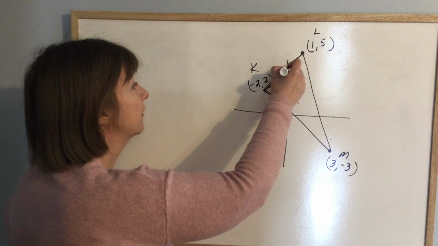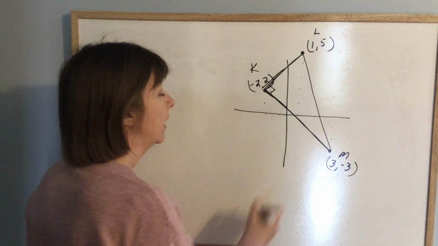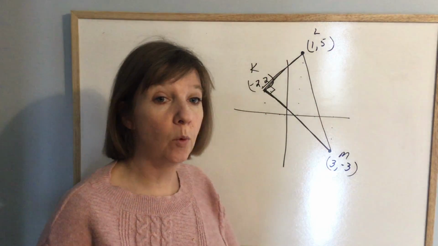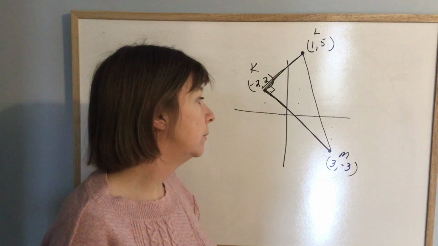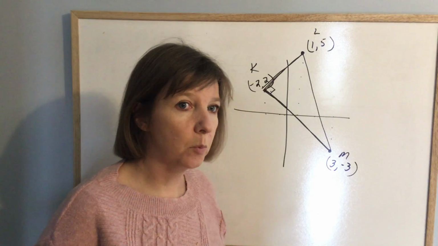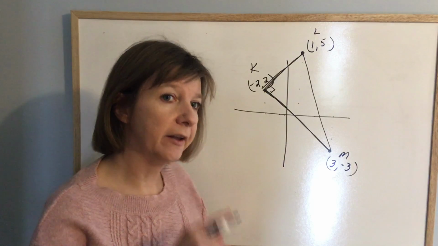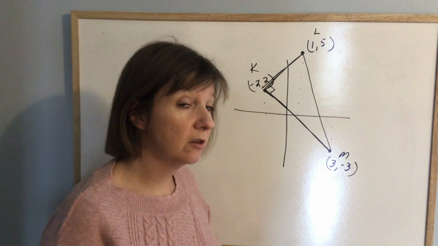So I would find the slope of KL and I would find the slope of KM. So if KL worked out to be 1/2, then KM should work out to be negative 2 over 1. I think I switched the signs on that. So it should be opposite signs and flipped over. If it doesn't work out to be that, then you did something wrong.